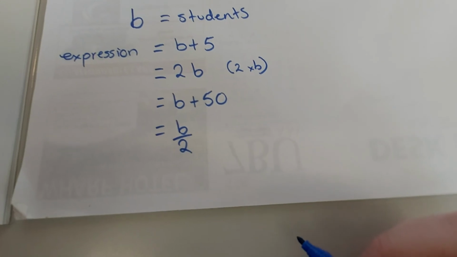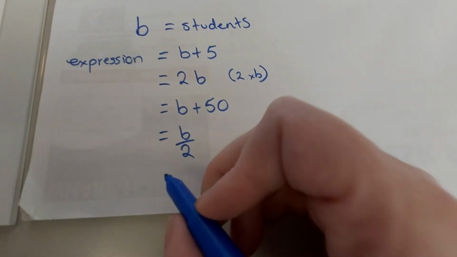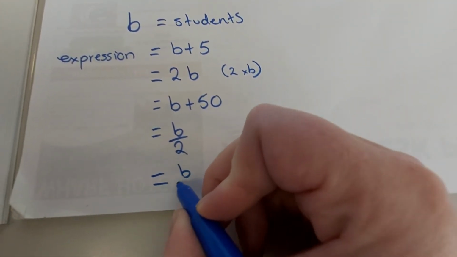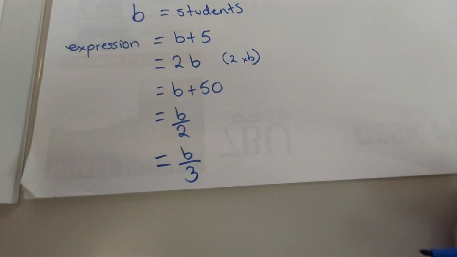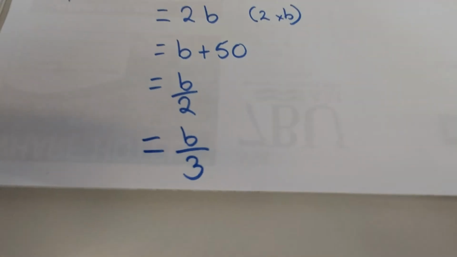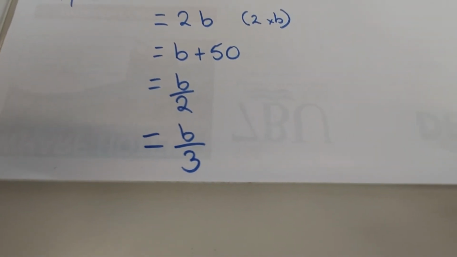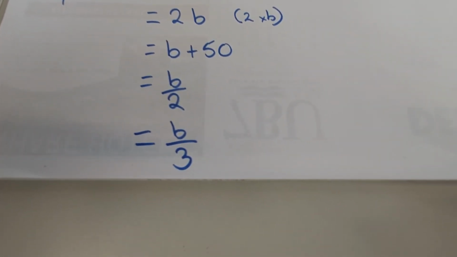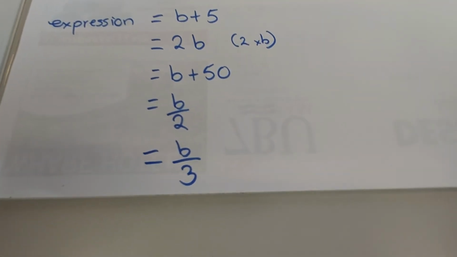If we had 1/3 of our class disappear, okay, it would be B over 3. And hopefully we didn't have to divide one student into 3 pieces, because that would be quite traumatic to watch. But that's how you do that, okay?